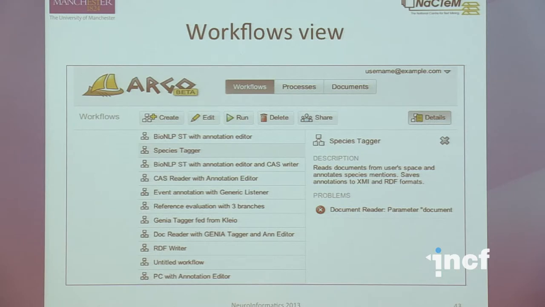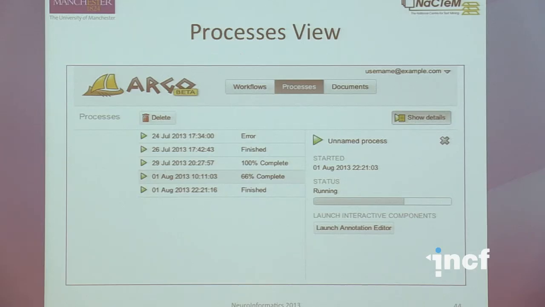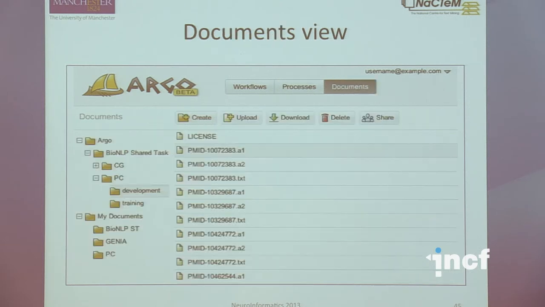So how this works: the first view allows you to manage your workflows. It's the main view of Argo. In this case, you may want to disambiguate species, or extract documents, or find specific named entities. The second part is the processes view. Once you run a workflow, it tells you the progress of the different workflows that you are running. Normally, Argo automatically switches to this view from the workflows view whenever you start a new item. And here are the different documents that have been extracted, and it allows you to manage your file space.